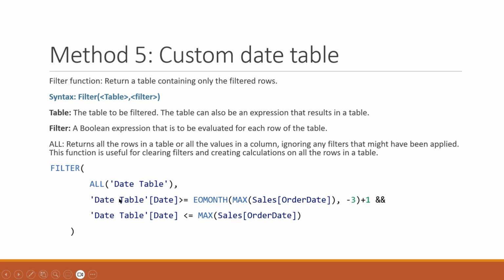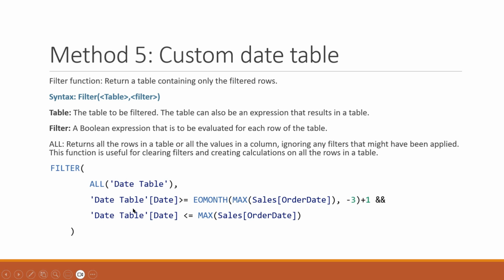Now the ALL function returns all the rows in a table or all values in a column, ignoring any filter that might have been applied to the table. So this function is useful for clearing all the filters and creating calculations on all the rows in a table. We have used the ALL function so that we get all the dates present in this date table.